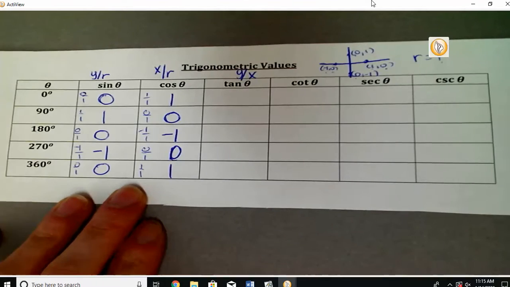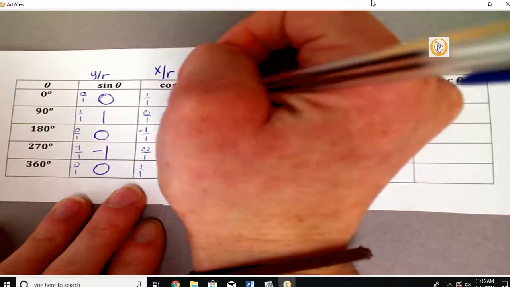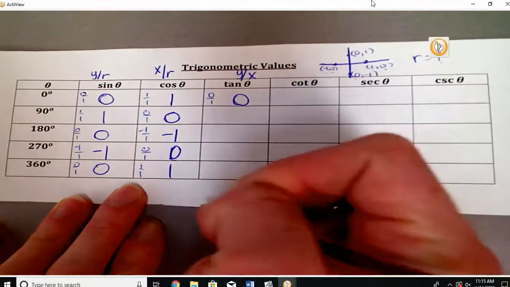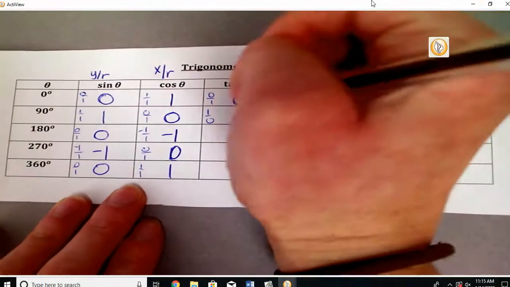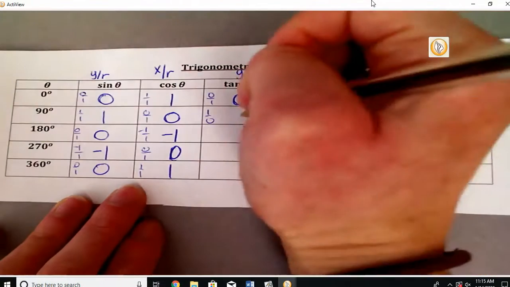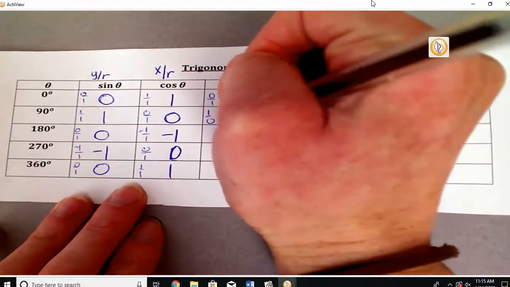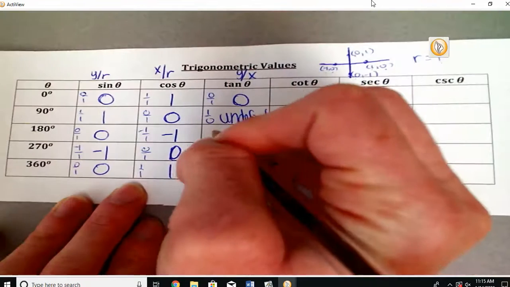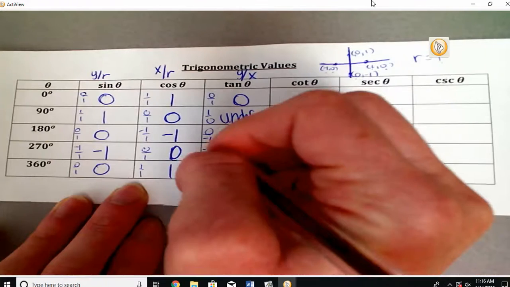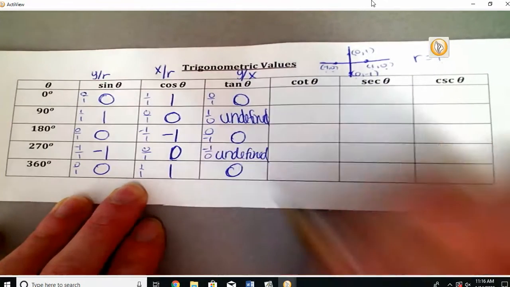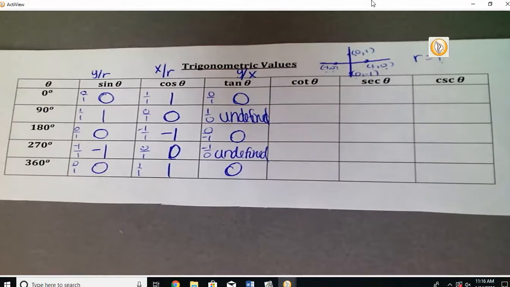So at 0, y over x would be 0 over 1, which is 0. At 90, you have 1 over 0, which is what? Undefined. At 180, 0 over -1 is 0. 270, -1 over 0, undefined. And 360 is the same as 0 degrees, so you're back to 0.